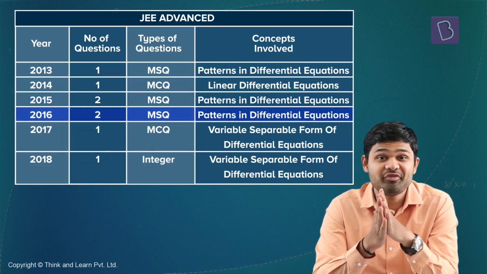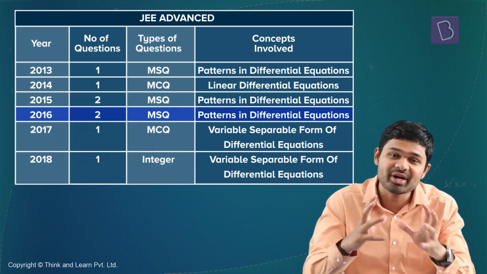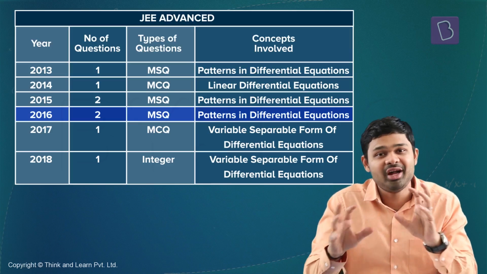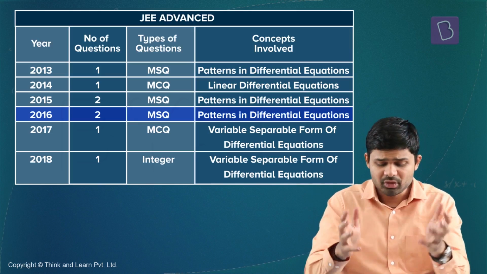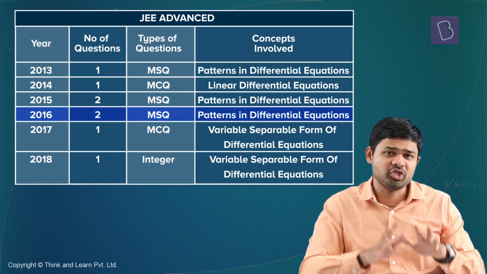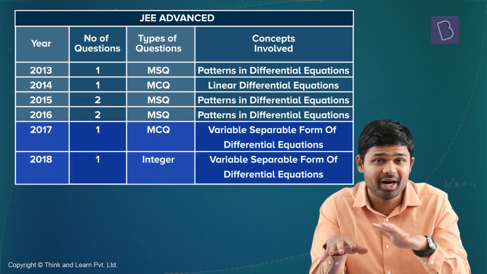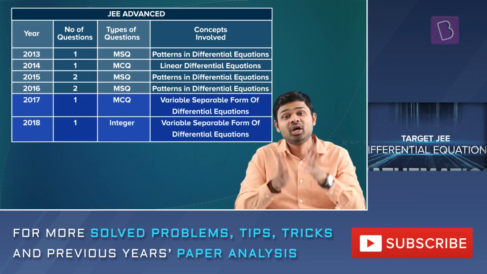2016 was again no different. It was again a pattern-based differential equation question where you had to identify patterns based on the different rules in methods of derivatives. So again, two questions this year, both of them multiple correct answer type. But the number of questions has reduced in the past 2 years. 2017 and 2018 have seen just one question each.